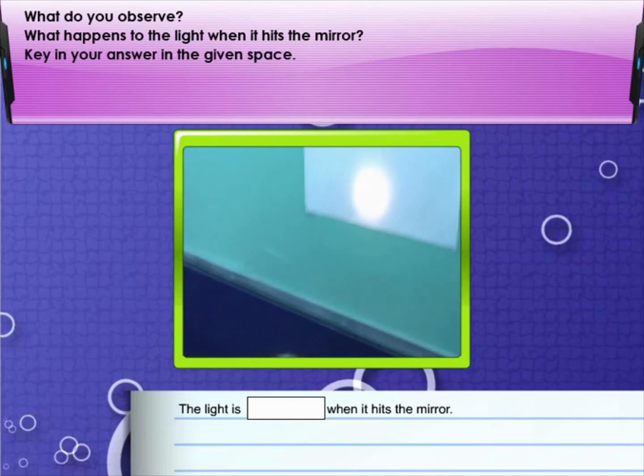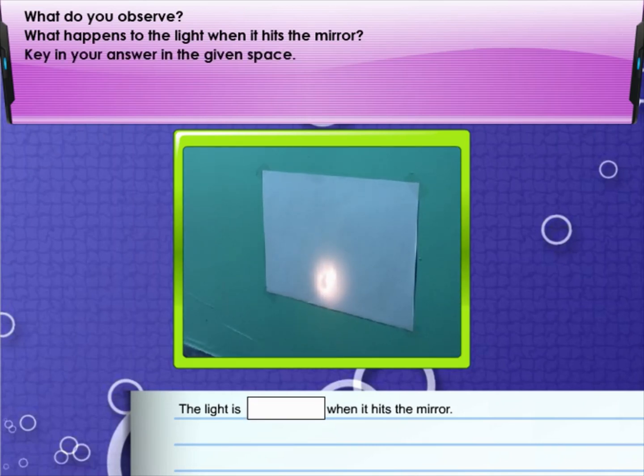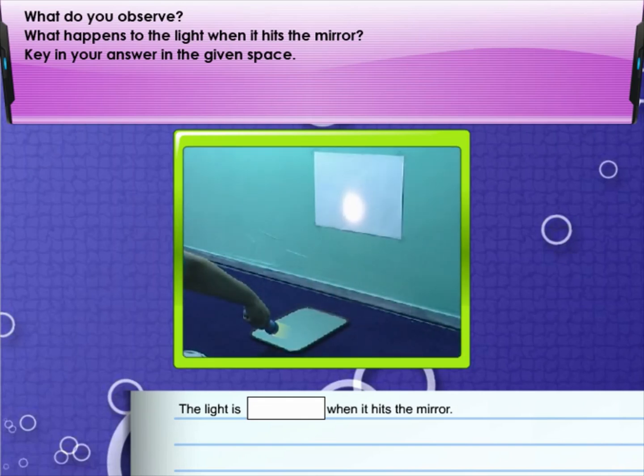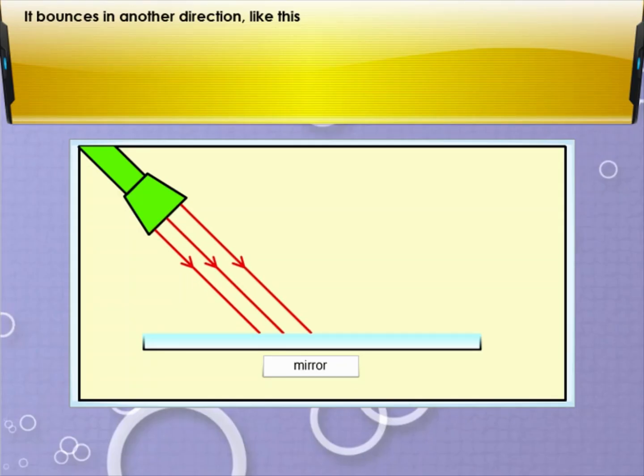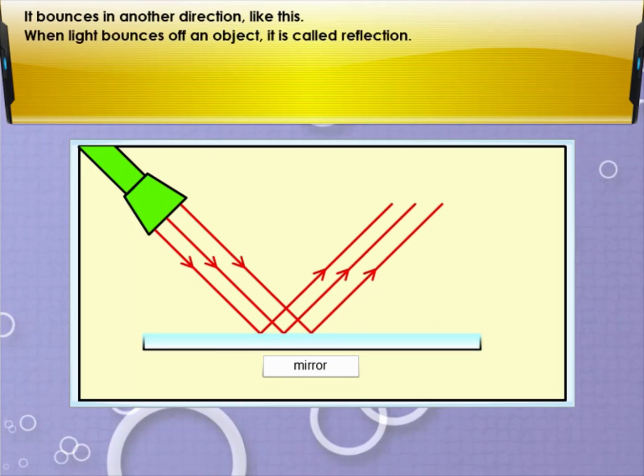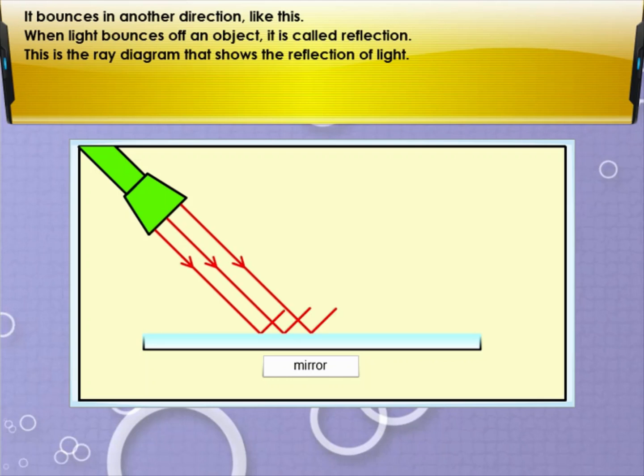Key in your answers in the given space. Then click Check. The light is reflected when it hits the mirror. The light from the torch travels in a straight line and hits the mirror. The light is then reflected and changes direction. It bounces in another direction like this.